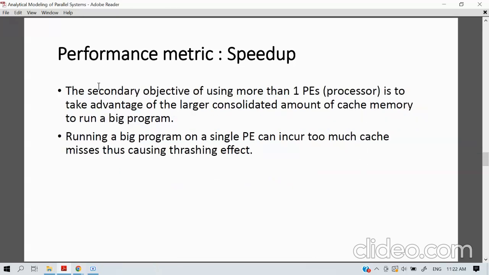Alright. So speed up again: the secondary objective of using more than one PE or processor is to take advantage of the larger consolidated amount of cache memory to run a big program. So why do we need to use more than one processor? Because of big program execution. Running a big program on a single PE can incur too many cache misses, thus causing a thrashing effect. So that's why we use parallel processing, instead of using a single processor or sequential program.